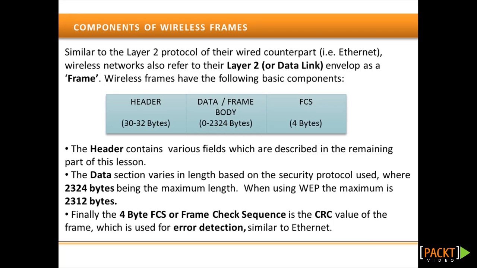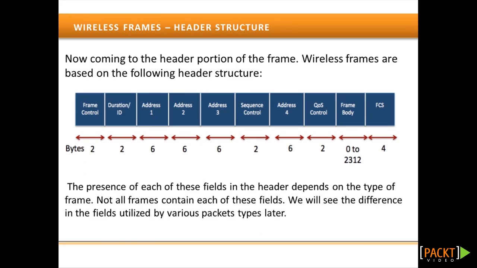The first component is the header, which contains various fields which are going to be described shortly. Next is the data or frame body section, which contains the actual data sent over the network, for example HTTP, ARP, DHCP packets, etc. The data portion varies in length based on the security protocol used, with 2324 bytes being the maximum length. Finally, the 4-byte FCS or frame check sequence is the CRC value of the frame, which is used for error detection similar to Ethernet.